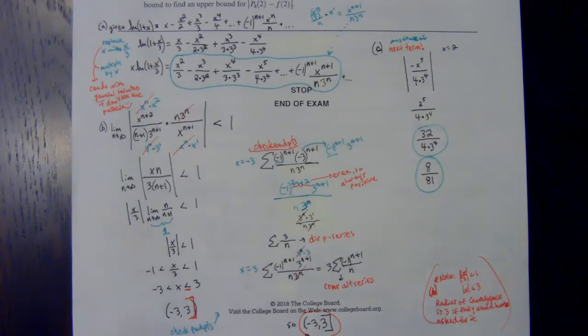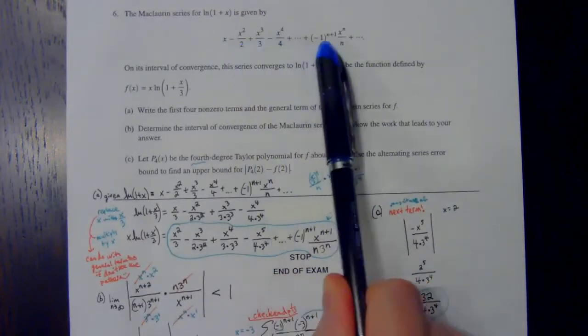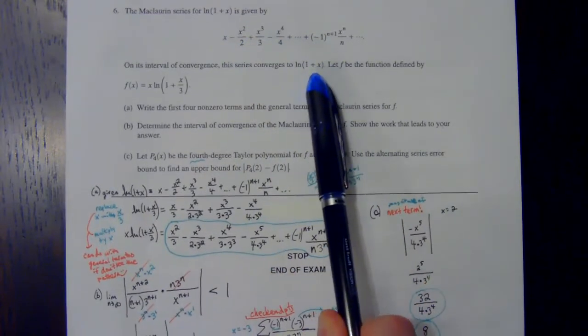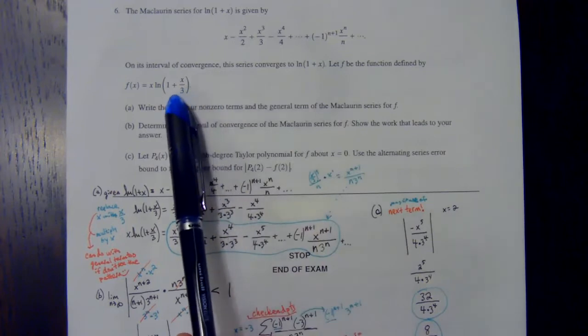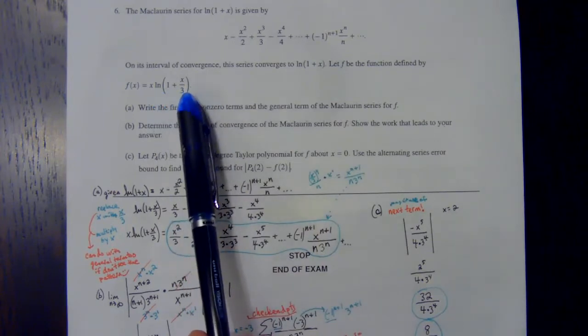I thought when I saw this ln of stuff in there, I was going to have to start with something from my purple memorized sheet, but they were nice on this one. They gave us what the Maclaurin series was for the ln of 1 plus x. And then what we see down here is ln of 1 plus x over 3.